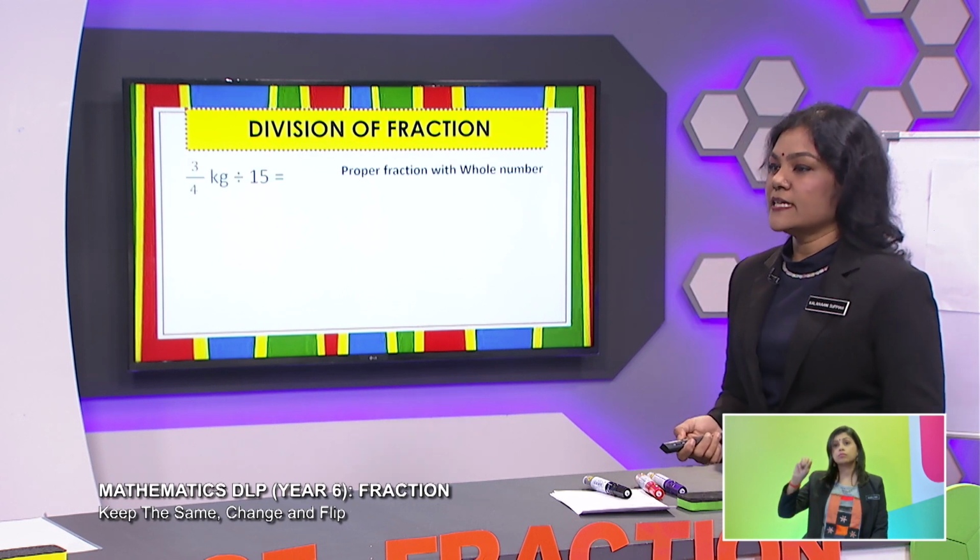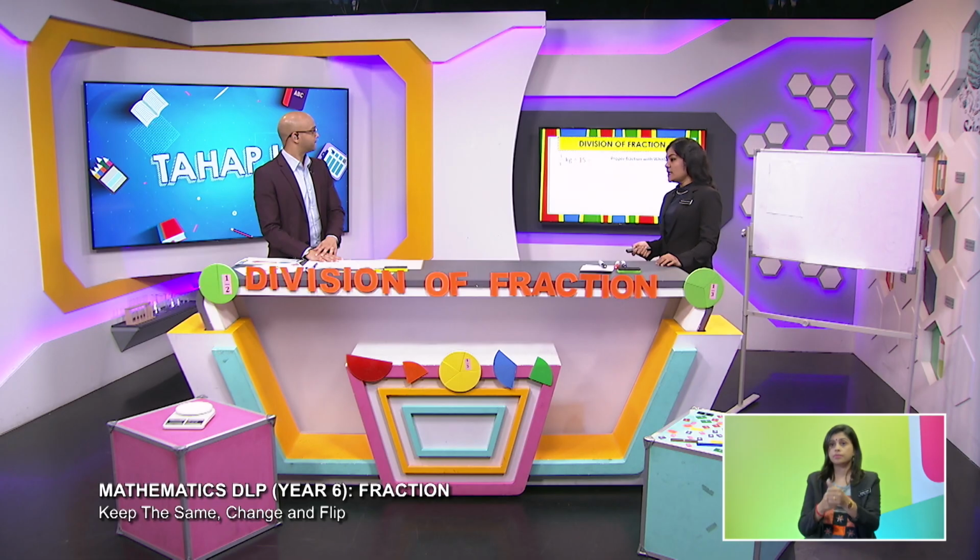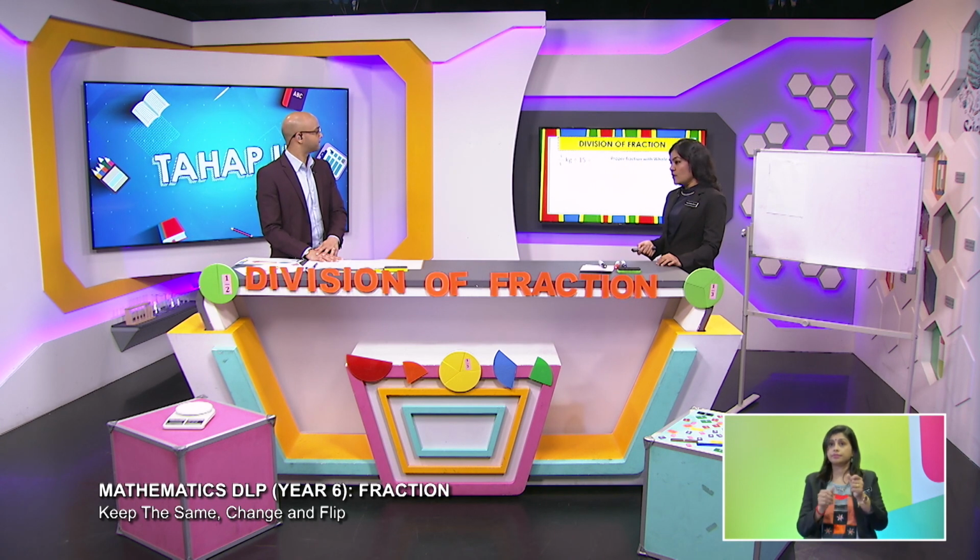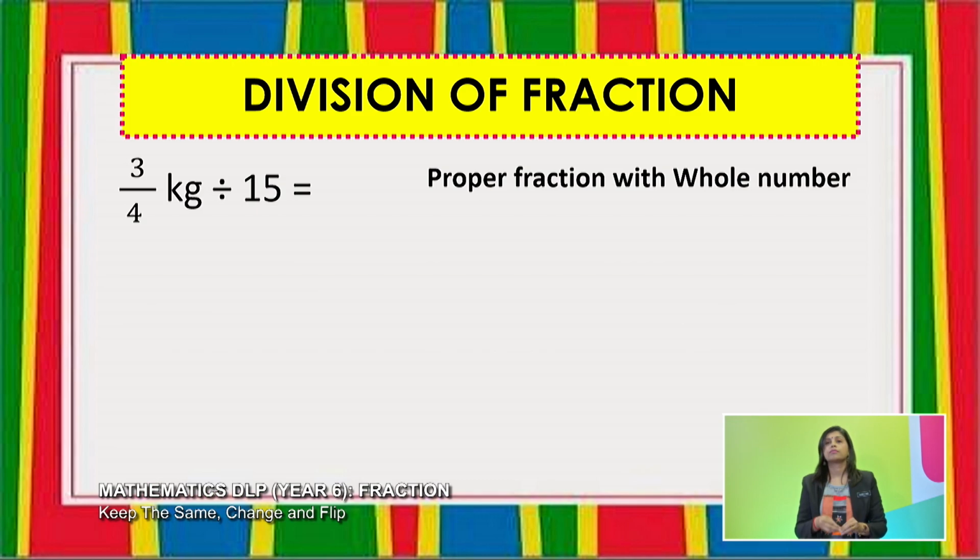Now we look at an example: proper fraction with whole number. So 3 over 4 kg, also known as 3/4 kg, divided by 15. When a whole number comes, we have to convert that whole number into an improper fraction. So how to do it? We just add 1 below the whole number as the denominator. Okay, so keep the same. What is that, Sean? First we keep the same, that means we keep the value. The first fraction, 3 over 4, the proper fraction, we keep the same.